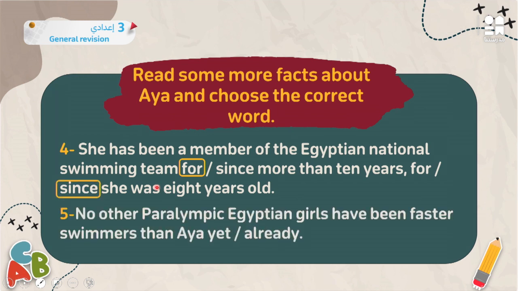Number 5, no other Paralympic Egyptian girls have been faster swimmer than آية yet or already. هنا السنتنس دي شوية ممكن تلخبط لأنه عندي yet وعندي already مش واضح بالظبط. طيب أني واحدة اللي ممكن أستعملها؟ no other Paralympic Egyptian girls. no other هنا نفس معنى النيجاتيف، يعني كأني بقول إنه Paralympic Egyptian girls haven't been faster. هي نفس معنى haven't been faster than آية.